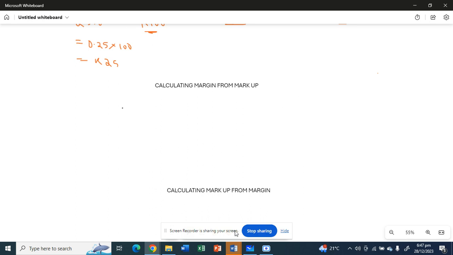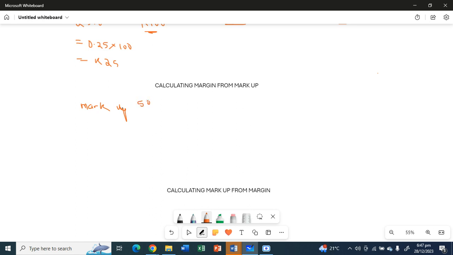All right, so let's say, for example, if we have a markup of 50%, which means our selling price is 50% more than our cost price, how do we get our margin? So we need to calculate our margin.